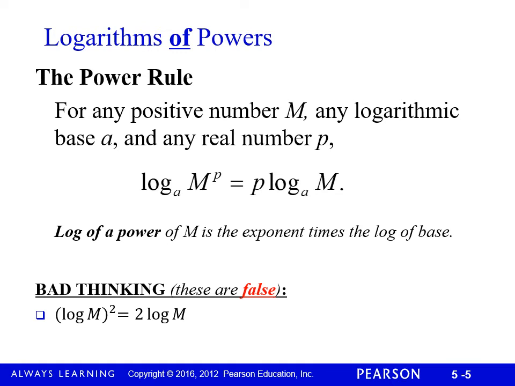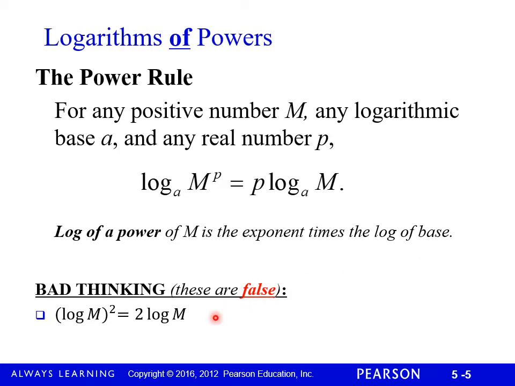The second rule is the logarithm of powers. This is the power rule. For any positive number m, any logarithmic base a, and any real number p, the log of the argument raised to a power equals that power times the log of the argument. The log of any number raised to a power is equal to that power, which comes down in front as a multiplier, times the log of the base. The log of a power of m is the exponent times the log of m.